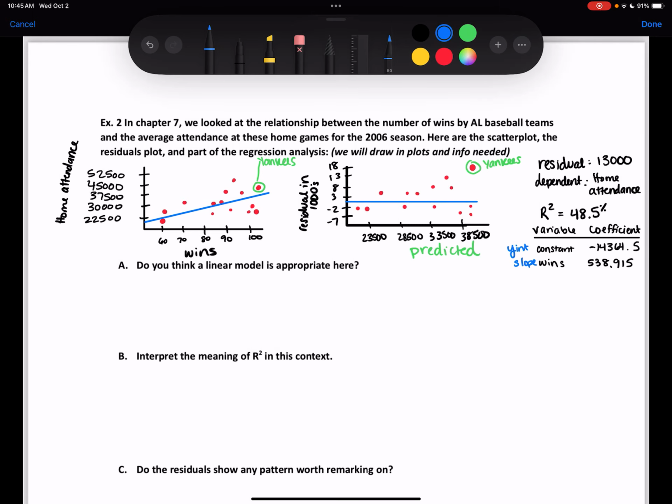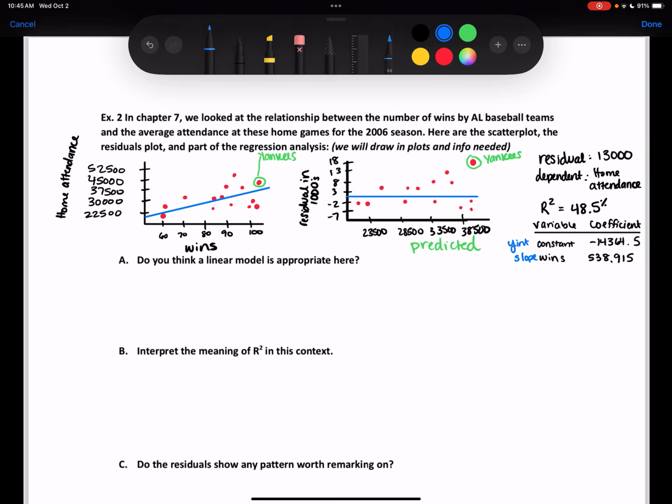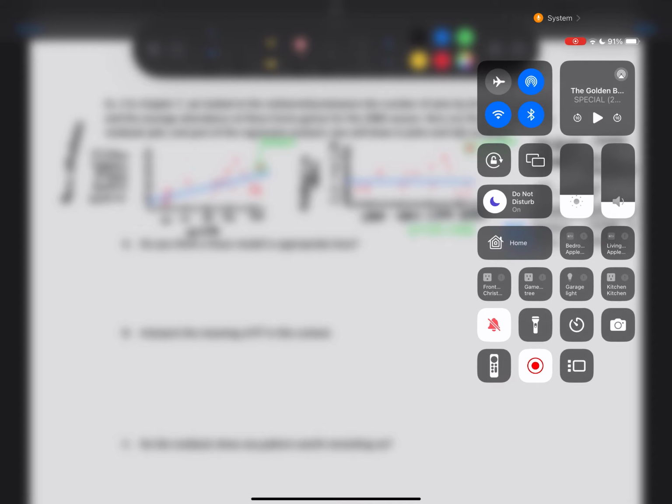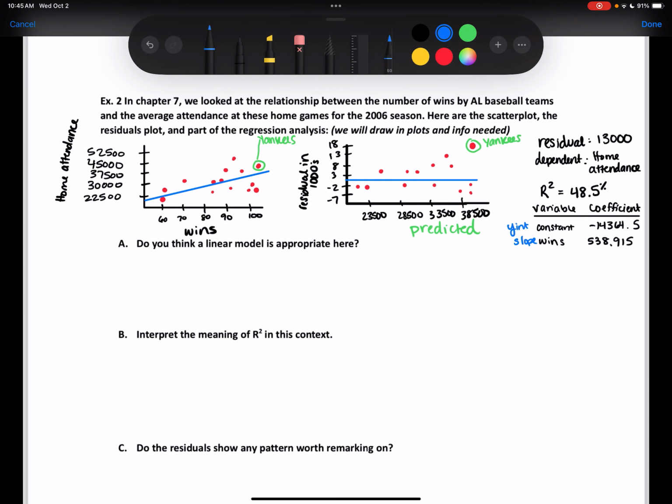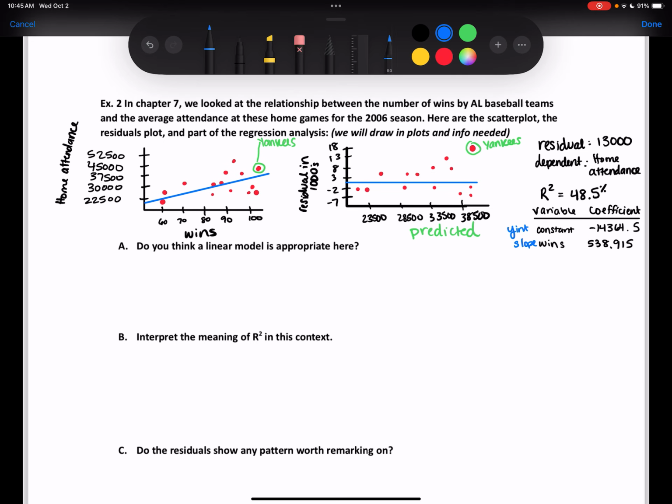Okay, so we have this. I don't have this point drawn completely where it's supposed to be. It's really supposed to be the Yankees point. It's supposed to be up here, like 52,500. But anyways, we'll get to that in a minute.